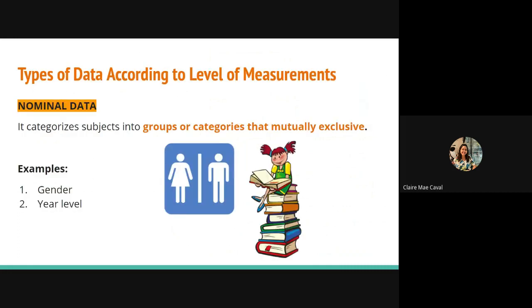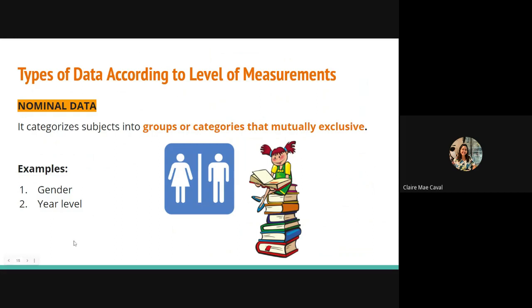Next, your variables can also be classified according to their level of measurement. So first we have nominal data. When you say nominal data, it categorizes subjects into groups or categories that are mutually exclusive. Nominal data is said to be the crudest form, the simplest, and the lowest level of measurement. Okay? Examples are gender and year level.